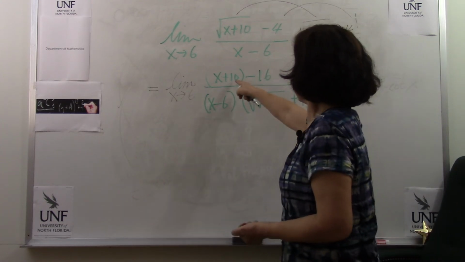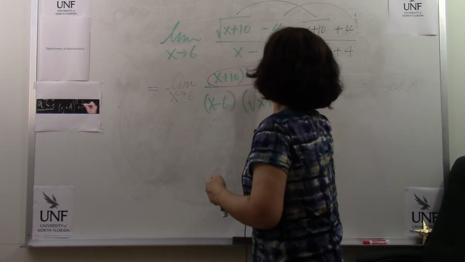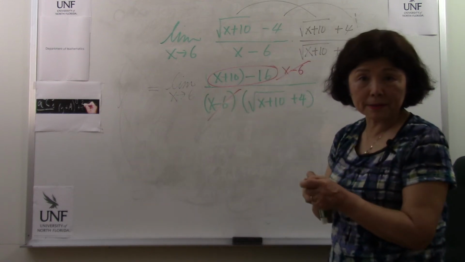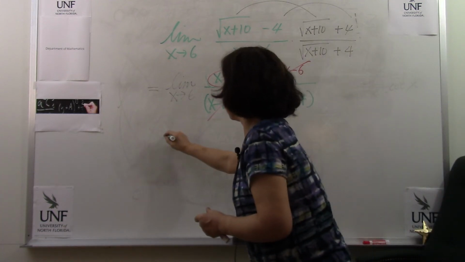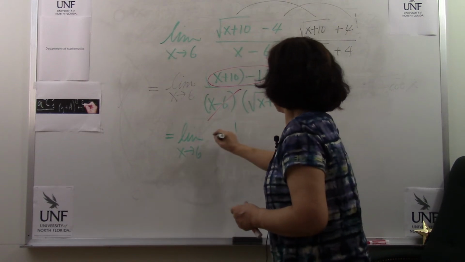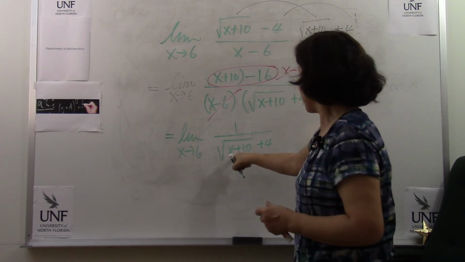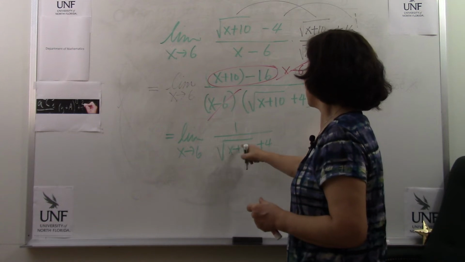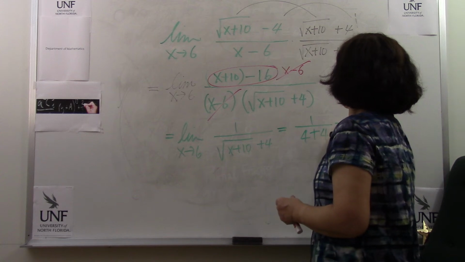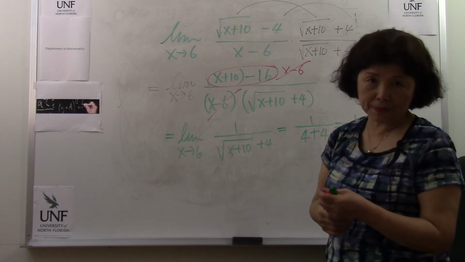What happens? Here is x minus 6. This one is indeed x minus 6. Therefore, x minus 6 cancels. So, as a result, we have the limit as x goes to 6 of 1 over square root of x plus 10 plus 4. So again, plug in x equals 6. Square root of 16 is 4. So 1 over 4 plus 4, which is 1 over 8. This is how we solved this limit problem in calculus 1.